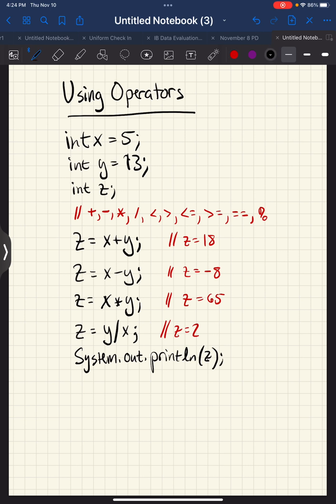So to complement that, if I say z equals y percent x, percent is the modulus, or the remainder operator. So in that case, z is going to be 3, because 3 is the remainder when you divide 13 by 5.